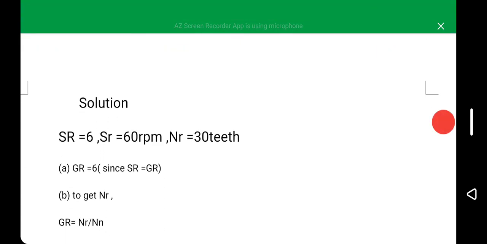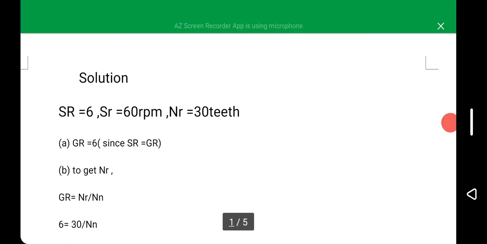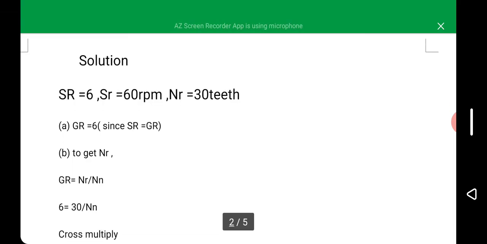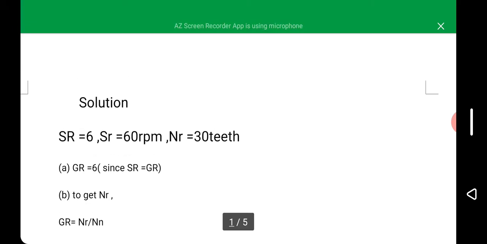I told you that when you are given a calculation like this, it's better to list all the parameters to see clearly what you are asked to find. In this question, we are given the speed ratio to be 6, the speed of the driver gear to be 60 revolutions per minute, and the number of teeth of the driver gear to be 30 teeth.